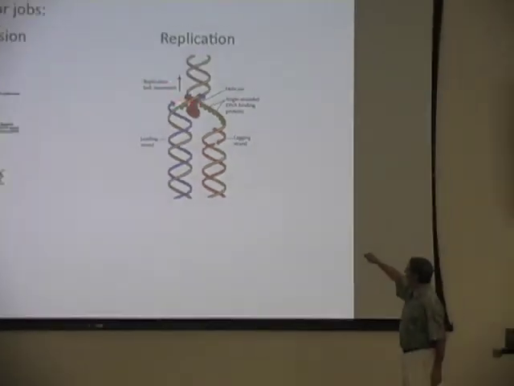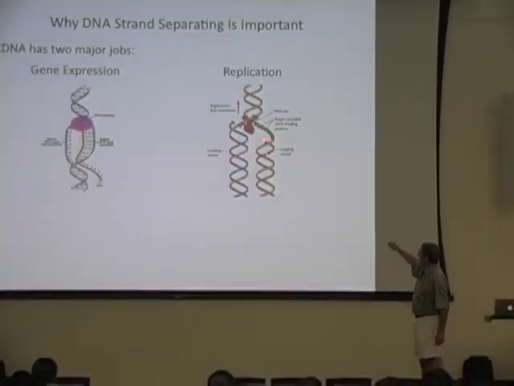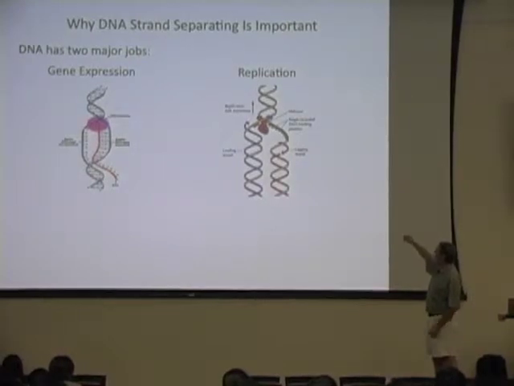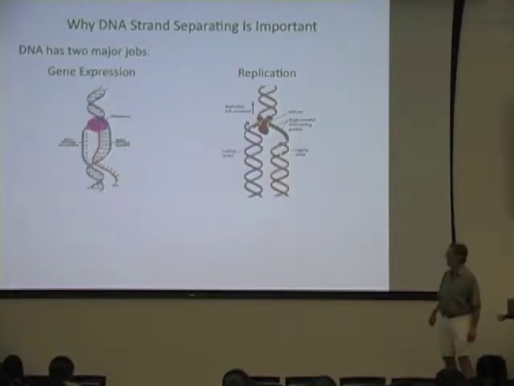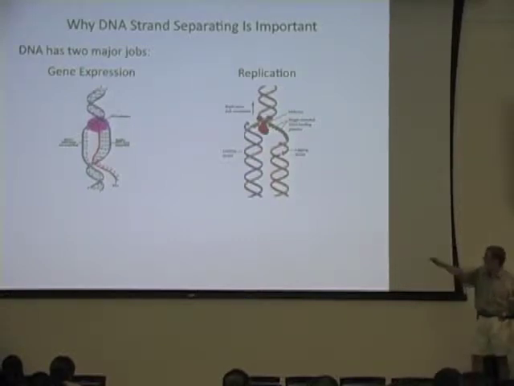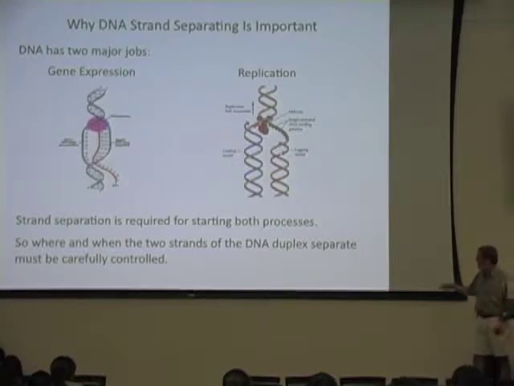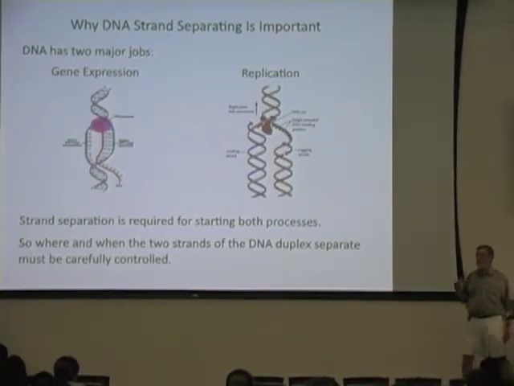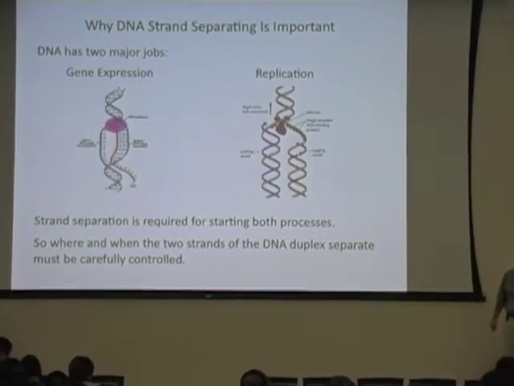Now, each strand has the information to synthesize the complementary strand. So all you do is separate the two, and then each one serves as a template for making the other strand, and there you are. That's basically how replication happens. But again, to initiate this, you have to pull the strands apart. So both of the major jobs of DNA require bubbles of strand opening to happen. So where and when these strand separations occur is very, very carefully controlled in biology.